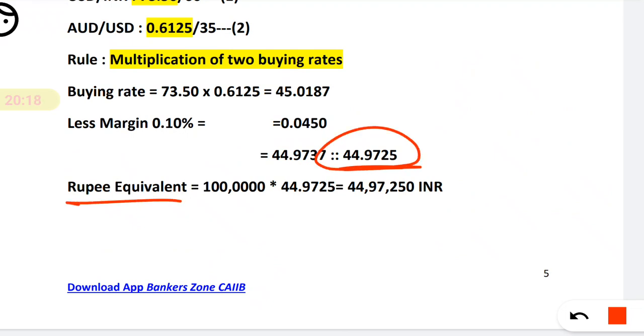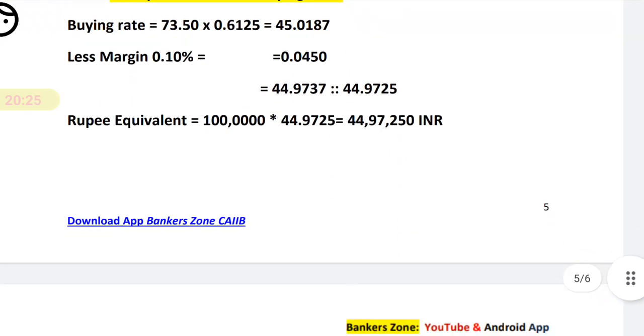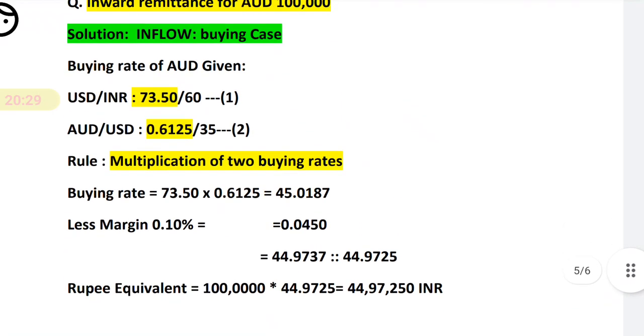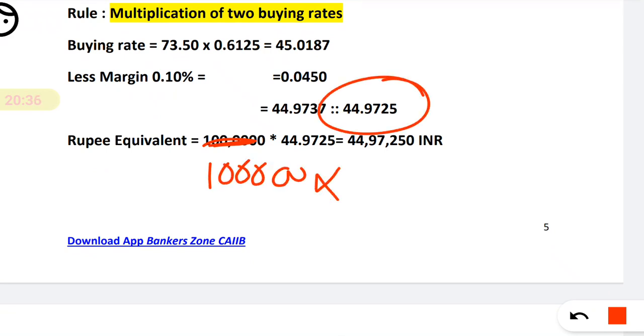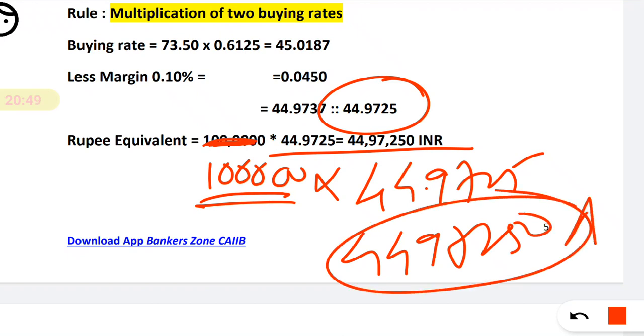Now we have to find the rupee equivalent of the amount. Is it 1 lakh or 1 crore? I think it is 1 lakh. So here it should be 1 lakh, and just multiply with the rate for one AUD, which is 44.9725. Just shift the decimal point by 5 places for 1 lakh. So 4497250 will be your answer.